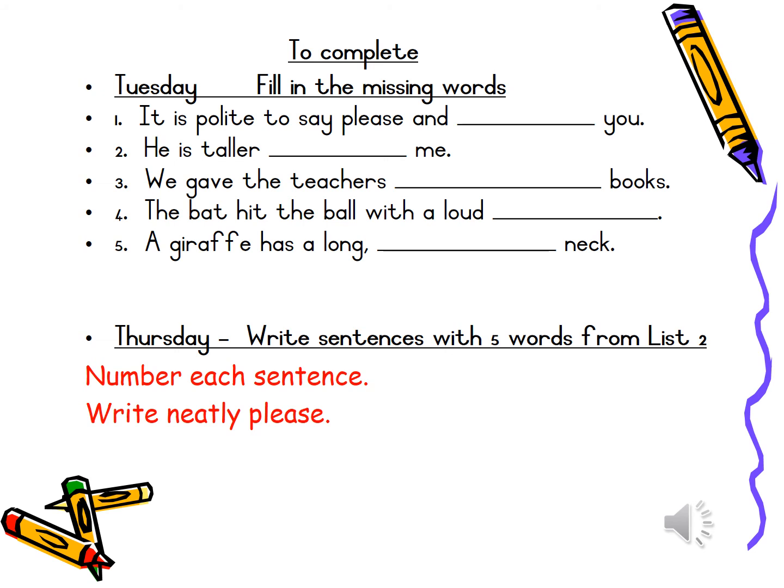I want you to complete this using the words from your list. Number 1, it is polite to say please and something you. Number 2, he is taller, something me. Number 3, we gave the teachers something books. Number 4, the bat hit the ball with a loud what? And number 5, a giraffe has a long something neck.